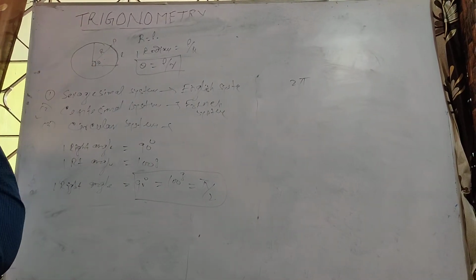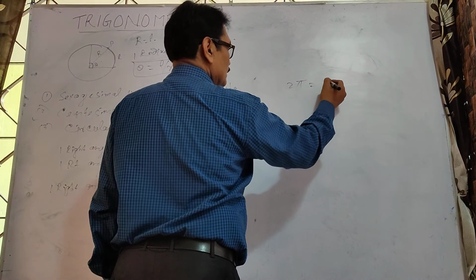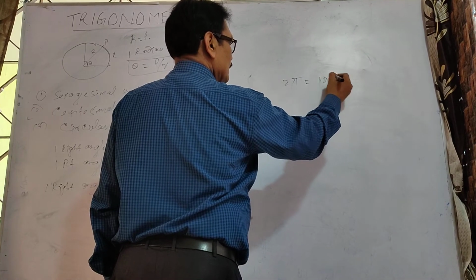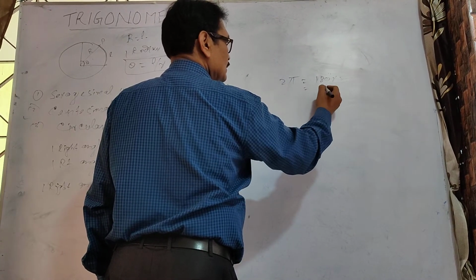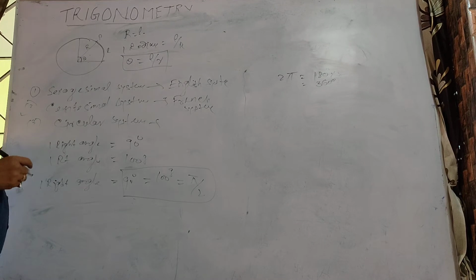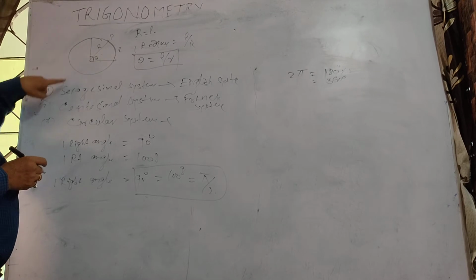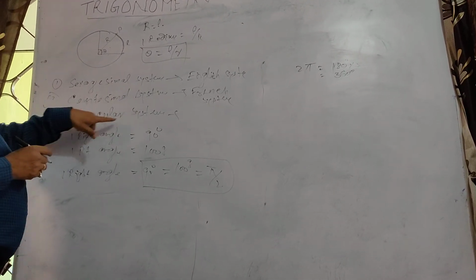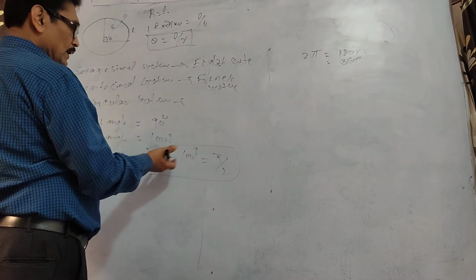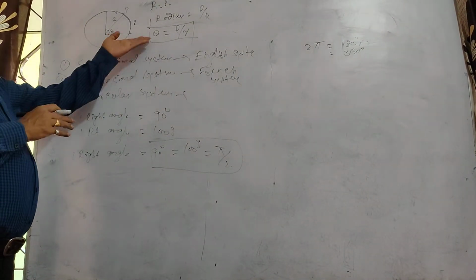Circumference of circle is 2 pi. So we can write 180 degree into 2, that is 360 degree. So we can measure angle theta in sexagesimal system, centesimal system, and this one, the angular system. So this relation may be obtained: 90 degree, 100 grade, and this is pi by 2 radian, as theta is equal to L by R.